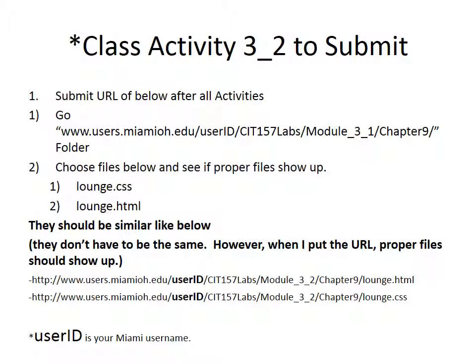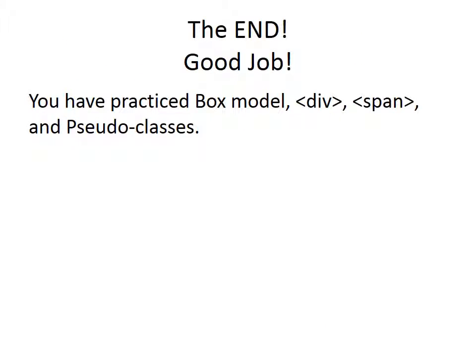Submit the internet URL to class activity 3-2. This is the end of module 3-2. In this module, you have practiced the box model, div, span, and pseudo classes. See you in the next lecture.